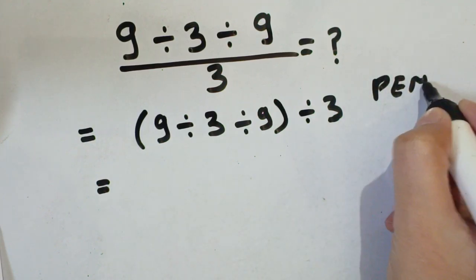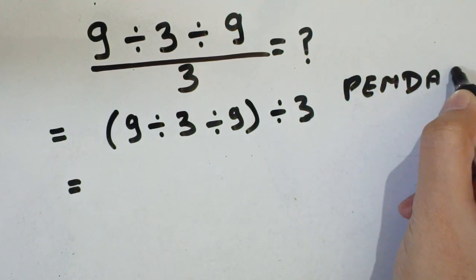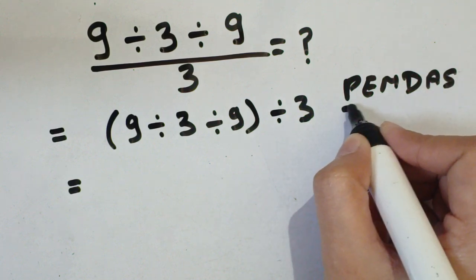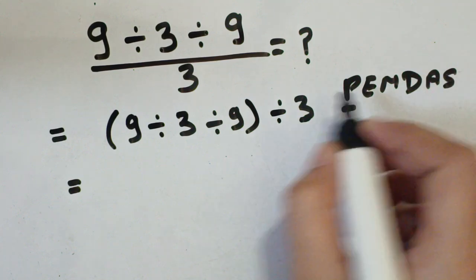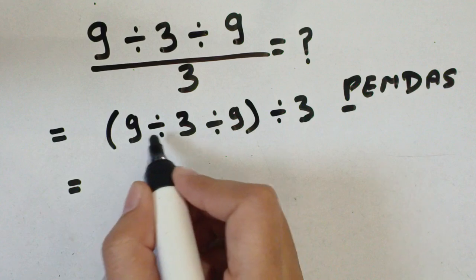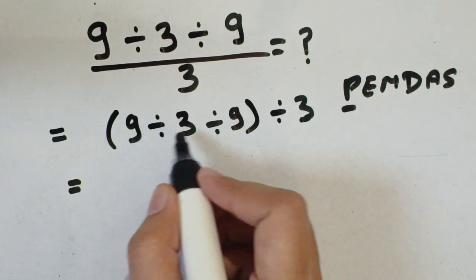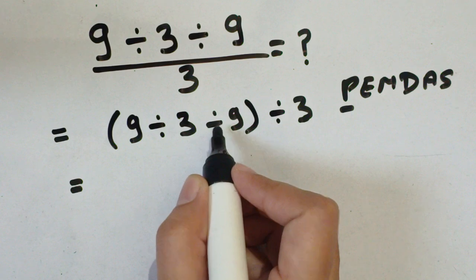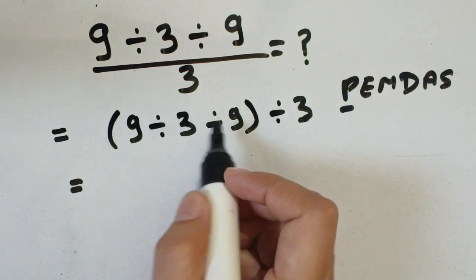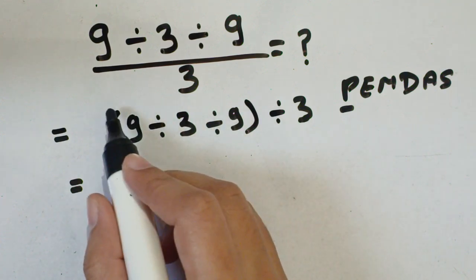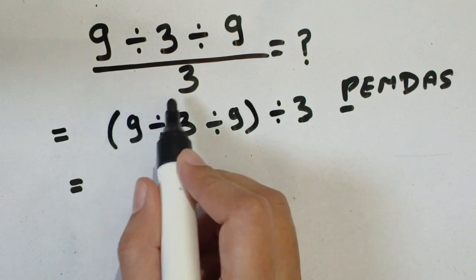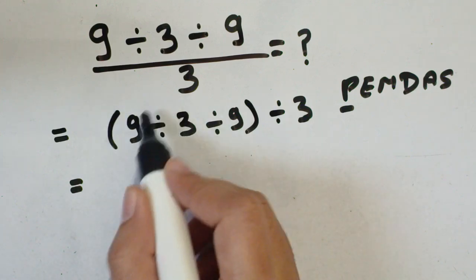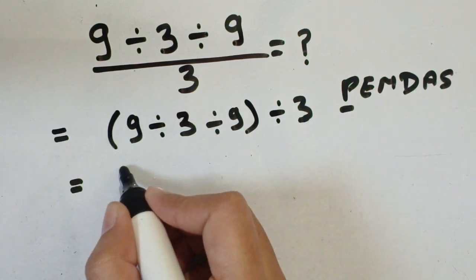Then you know that according to PEMDAS rule, first you have to solve the parenthesis, means the bracket part. So this is the bracket part. In bracket part, here 9 divided by 3 divided by 9 is there, means two division is there. So if more than one division is there, you have to go from left to right, means first we'll solve this one. So let's solve this.